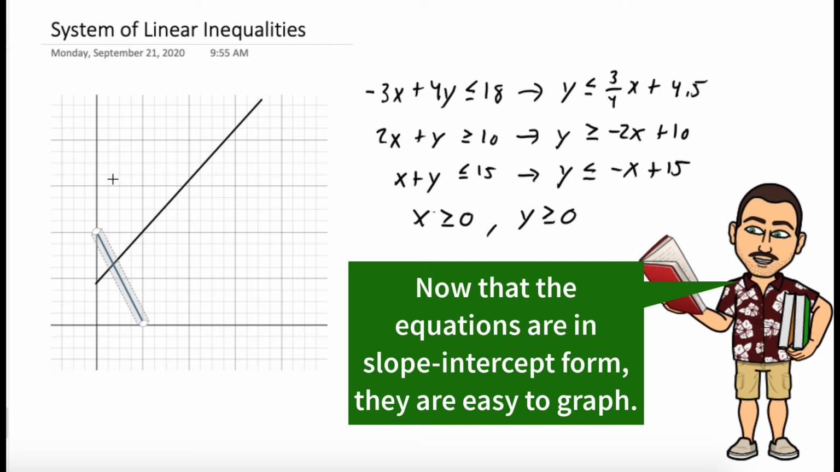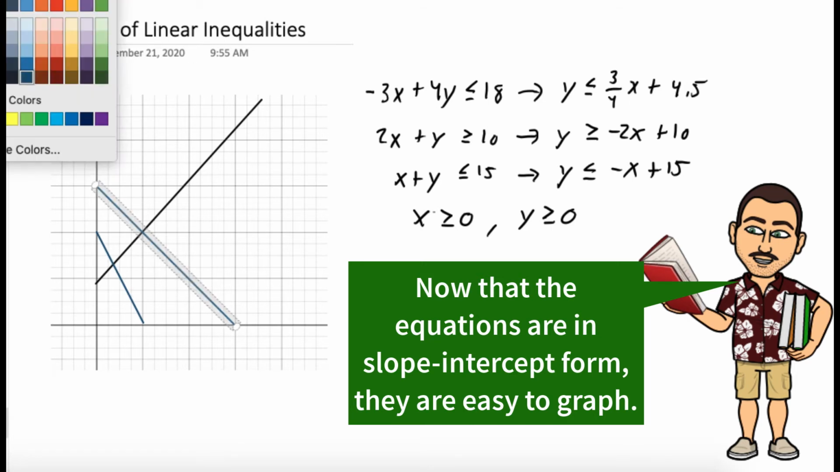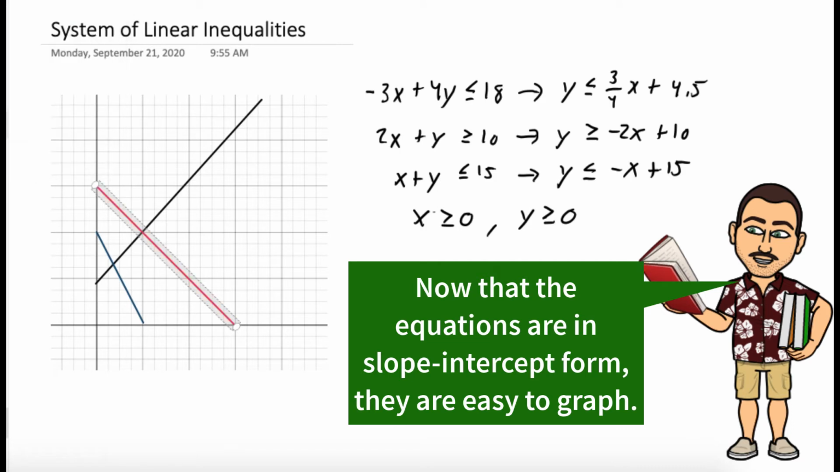Next we have the line y equals negative x plus 15. So again, y-intercept of 15, slope of negative 1. That's this line here. Again, let's color it so it doesn't look like the other lines. I think red is a good option. And then we have the first quadrant. x is greater than or equal to 0. y is greater than or equal to 0.